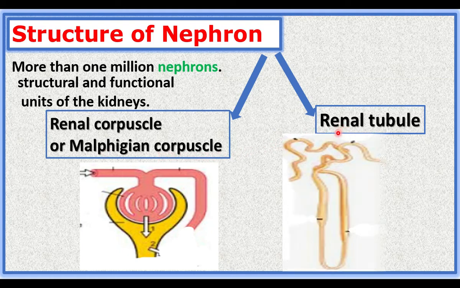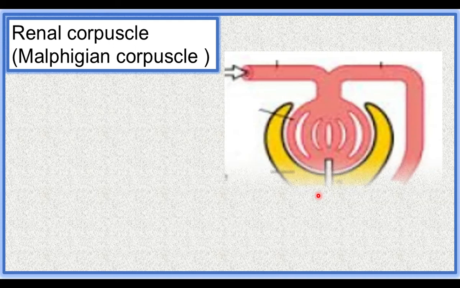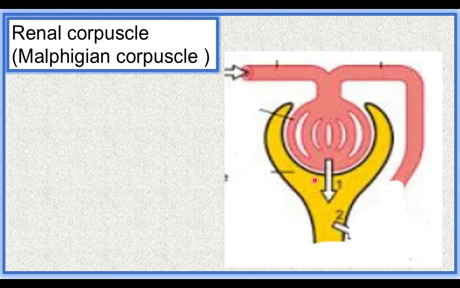Renal tubules are long tubules. Tubules are microscopic structures. Now let us see the structure of Malpighian corpuscle. Malpighian corpuscle has two components. The first one is a cup-like structure, double wall cup-like structure called as Bowman's capsule. This is Bowman's capsule, double wall cup-like structure.